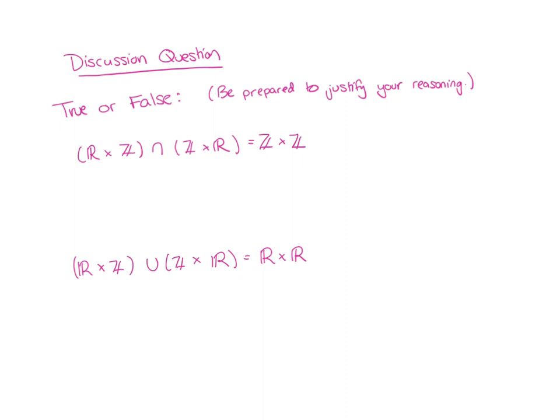The other discussion question I want you to think about is the following. If you take R cross Z and intersect it with Z cross R, do you get Z cross Z? And similarly, if you take R cross Z and union it with Z cross R, do you get R cross R? So think about whether or not those are true, and we'll discuss them in class.